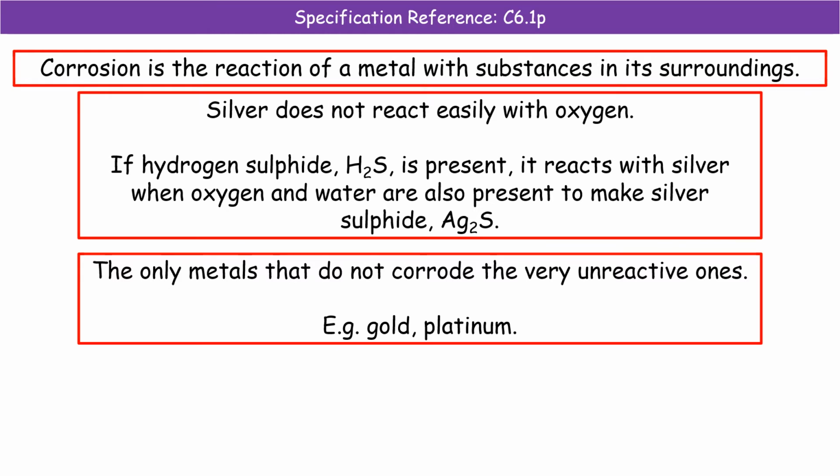Silver is another one that doesn't react easily with oxygen, but if we've got hydrogen sulfide present, then that does react with the silver. And what it does is it reacts with silver when the oxygen and the water are present, and we make this stuff called silver sulfide. And if you look at any silver items that have been sitting around for a while, so if you've got any silver things that people have in a display cabinet somewhere in your family, then they need to polish them, because if they just leave them, they end up with this almost black coating on it, and that is our silver sulfide.